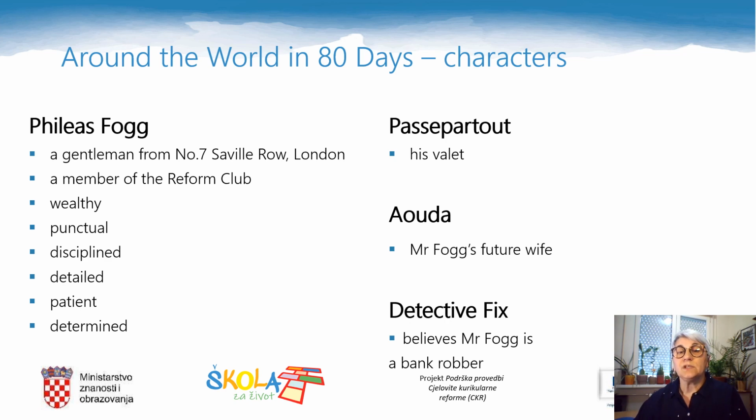He travels with his butler, valet, Passepartout, and meets a beautiful lady who becomes his future wife, and there is Detective Fix, who follows him around the world because he believes that Mr. Fogg is a bank robber.